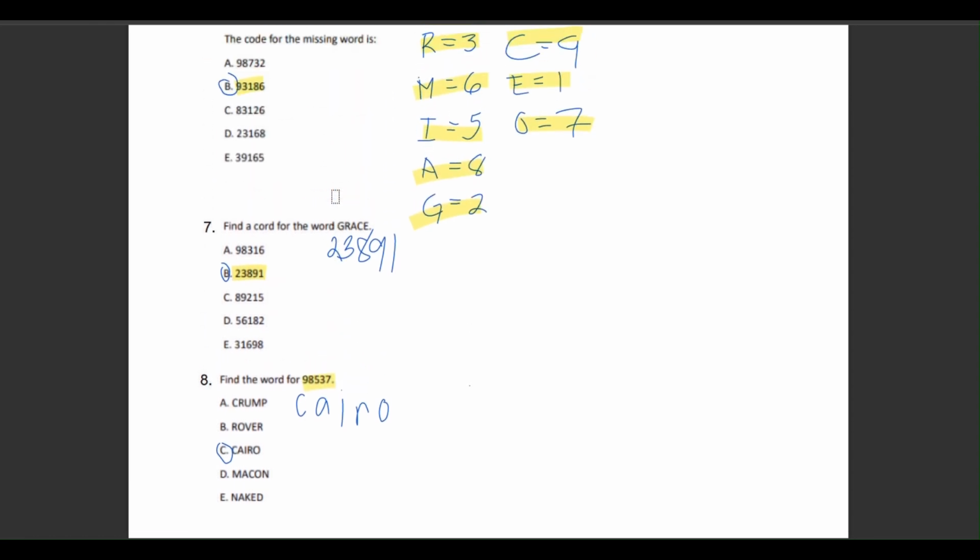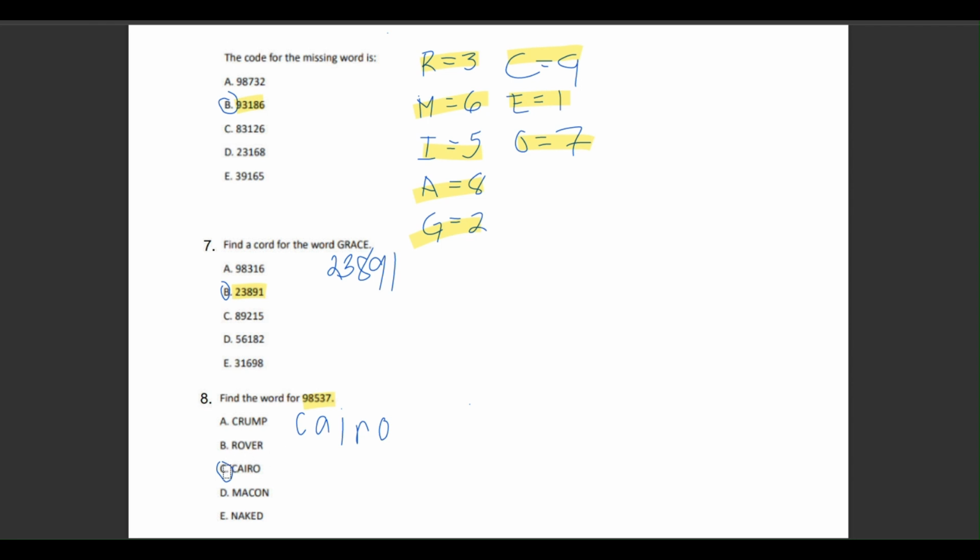Question 8. Find the word for 98,537. Multiple choices. A. Crump, B. Rover, C. Cairo, D. Macon, E. Naked. Correct answer, C. Cairo. The other words don't match the numbers in the code. Crump starts with 9 and 3, not 9 and 8.